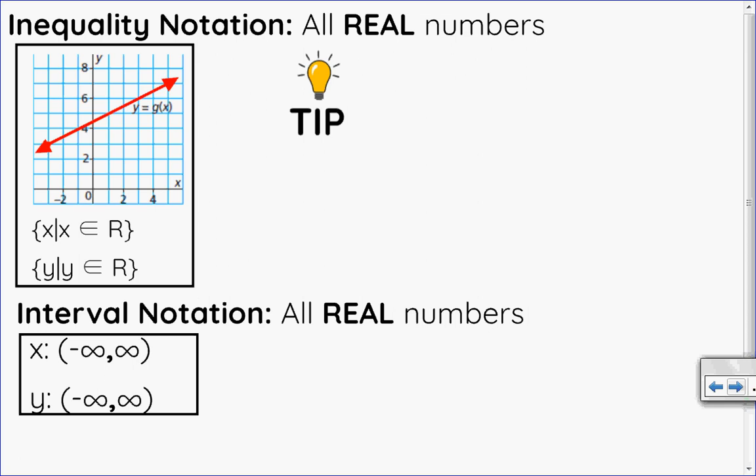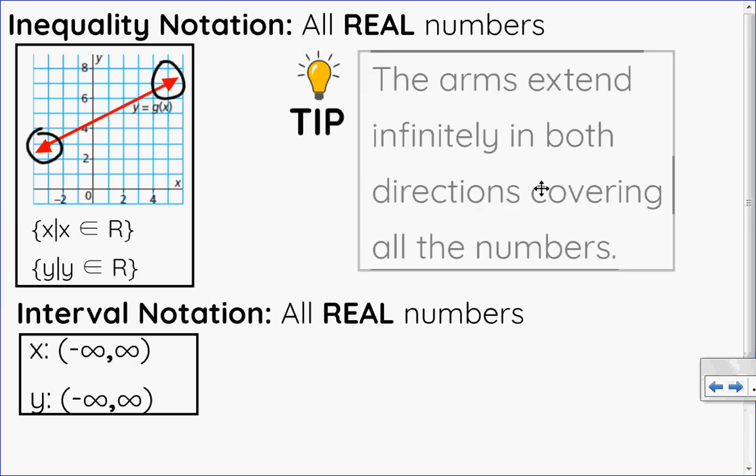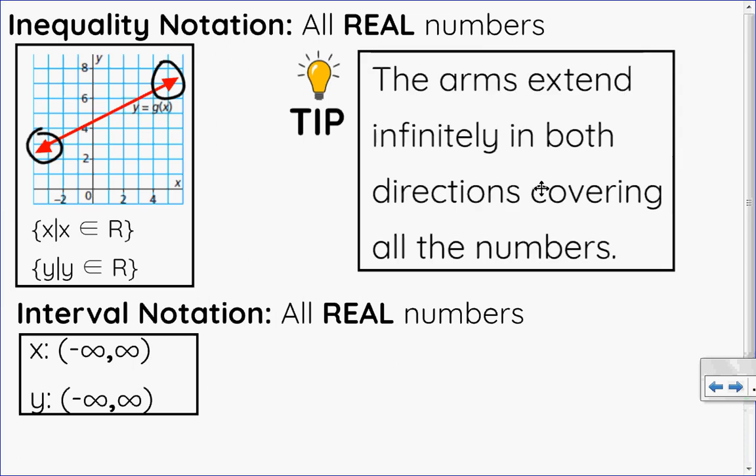The last scenario you could have is where it goes infinitely in both directions. If it goes infinitely in both directions, it's going to cover all of the numbers, all of the x values, all of the y values. That's why my domain is x is an element of all real numbers. For interval notation, since it extends in both directions, it's -infinity to +infinity. Round brackets for both because you can't ever include or reach infinity. So those are all the different possible ways of writing domain and range.